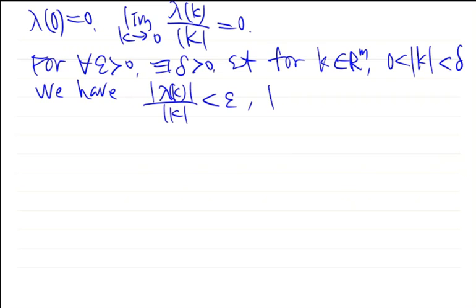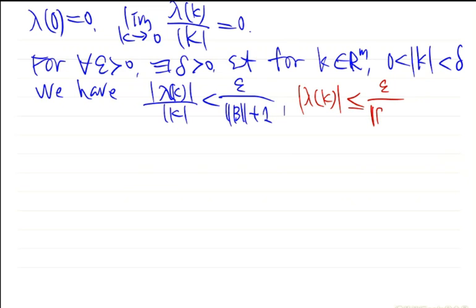That is, lambda k will not be greater than... no, not epsilon. I need to adjust a little. Less than epsilon times the norm of the matrix B plus 1. I add this factor for later purpose. So this inequality can also be written in this way: lambda k less than epsilon times B plus 1, times the norm of k.